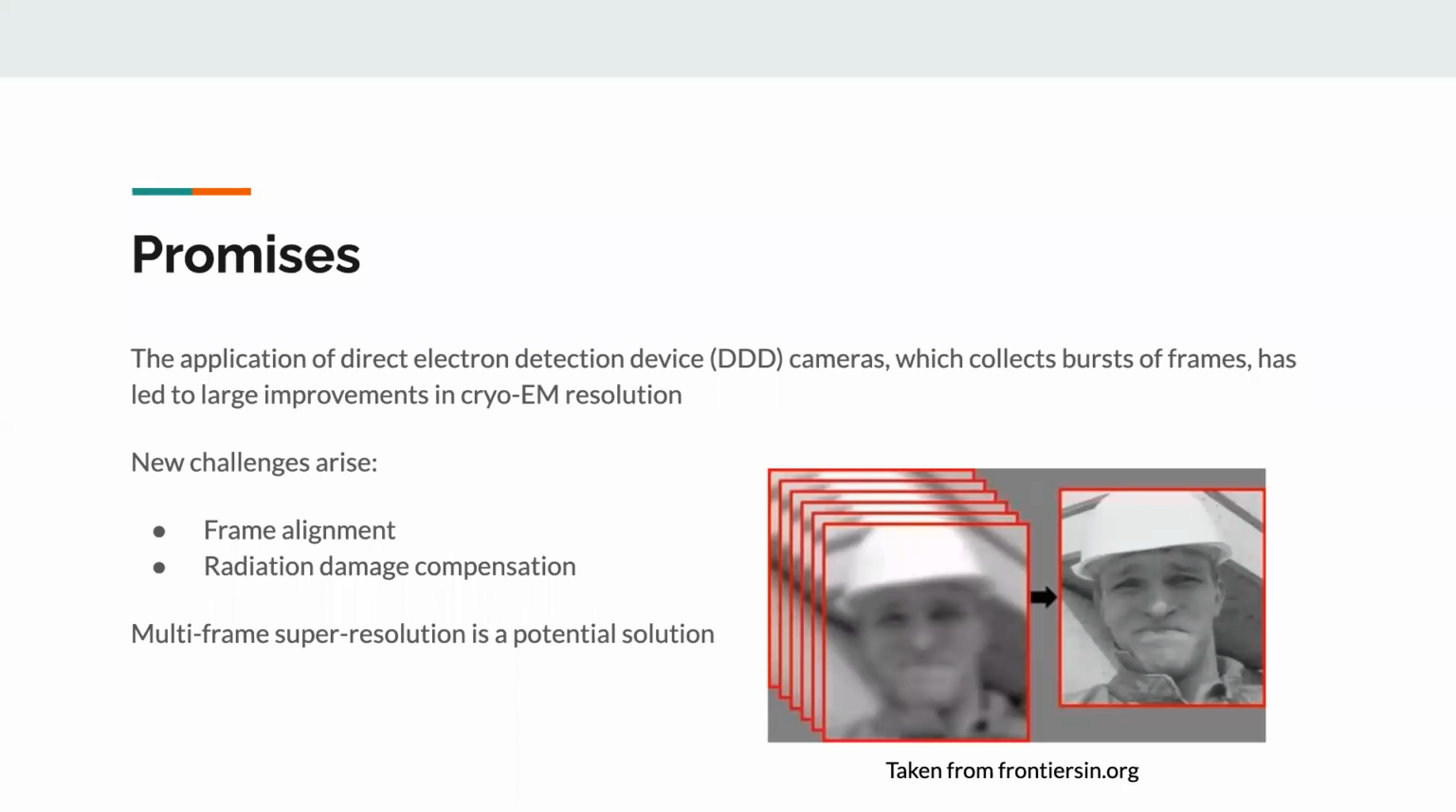Number 2. Using electrons damages the sample. As such, for later frames, the higher resolution features or the details of the protein are lost. Hence, we will have to compensate for that by relying more on earlier frames for higher resolution features. Overall, we see multi-frame super resolution, which takes low-resolution frame bursts to reconstruct a higher resolution average, as a potential solution to these challenges.